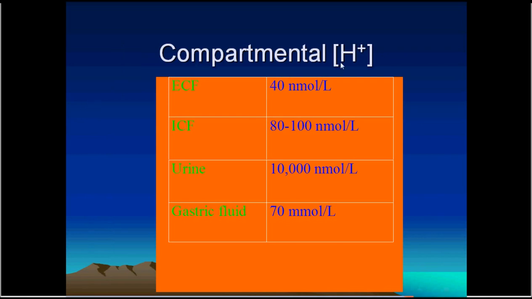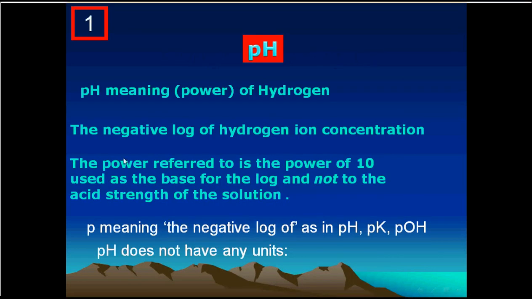The concentration of hydrogen ion in the extracellular fluid is about 40 nanomoles per liter, but it is higher in the intracellular fluid, about 80 to 100. In urine, the hydrogen concentration is very high for sure. The gastric acid concentration is also very high. Again, pH means the power of hydrogen. It is the negative logarithm, and we have to take care of that.